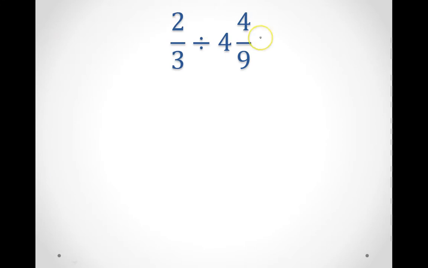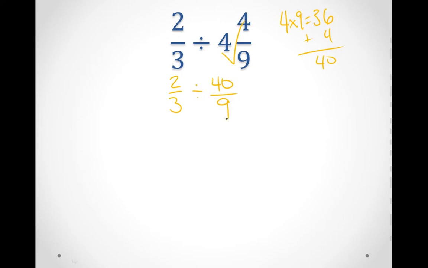Here, we're going to do the same thing, except now we're going to end up flipping the improper fraction. So we have 2/3 divided by, using that check method, 4 times 9, that's 36, plus 4 is 40. So divided by 40 over 9. Now we use same times flip. That's 2/3 times 9 over 40.